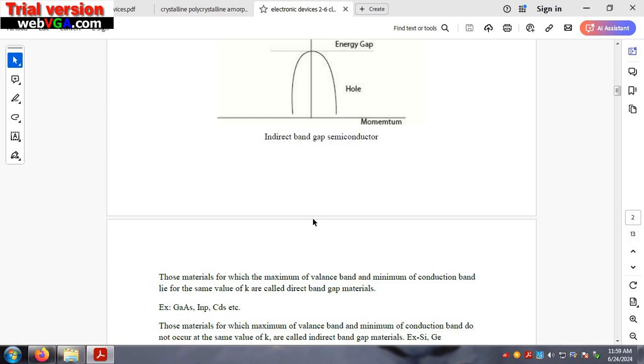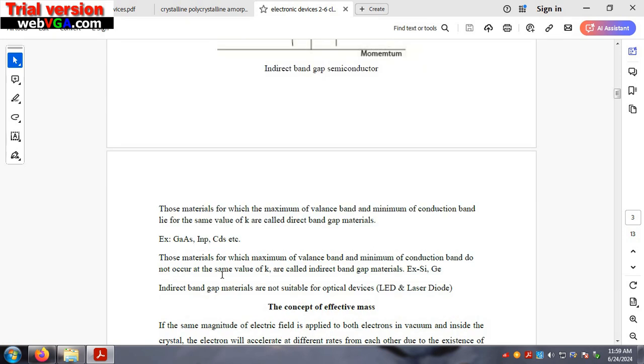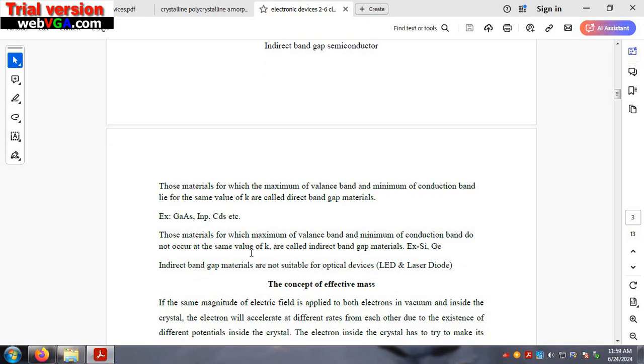If we consider the direct band gap semiconductor, then examples are gallium arsenide or indium phosphide. But for the indirect band gap semiconductor, you find silicon and germanium, those popular semiconductor materials. And these indirect band gap semiconductor materials are not suitable for any optoelectronic device fabrication.